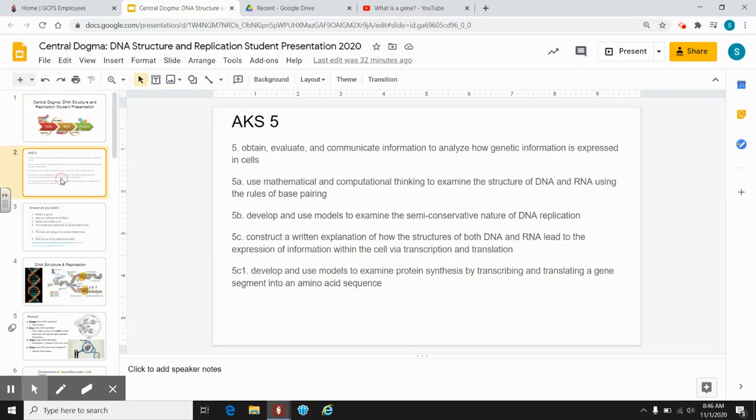So this unit is all about how the genetic information held in your chromosomes translates into physical and physiological traits. It's all about what makes you, you.